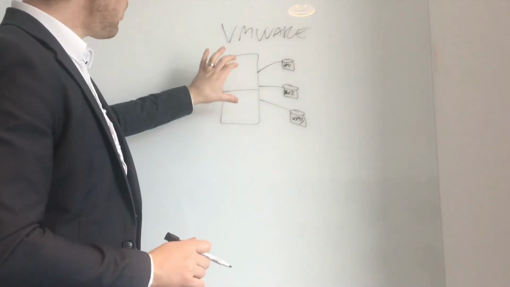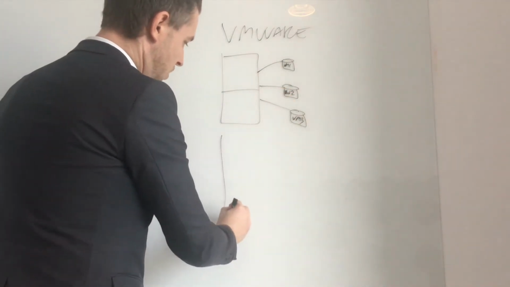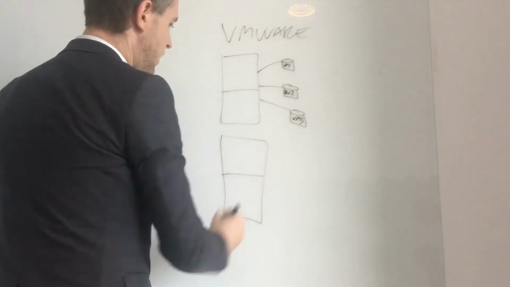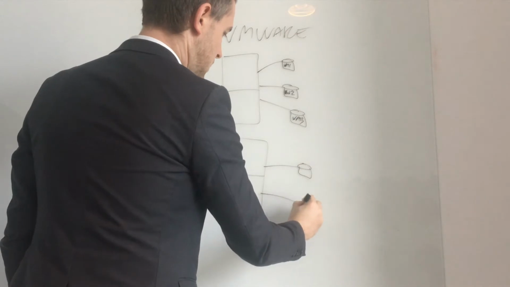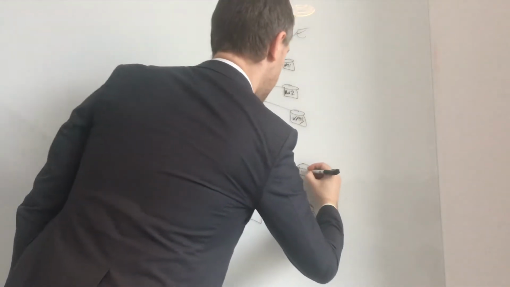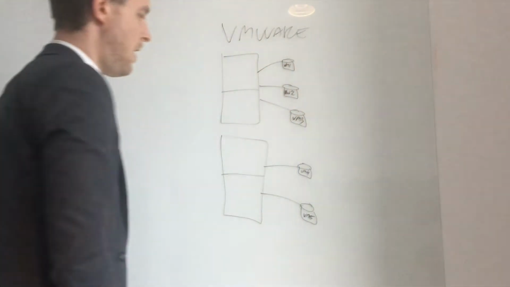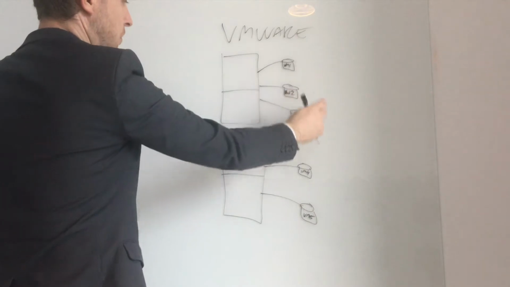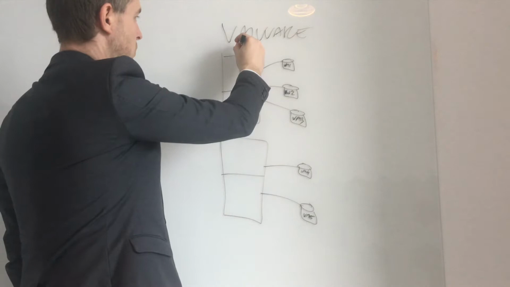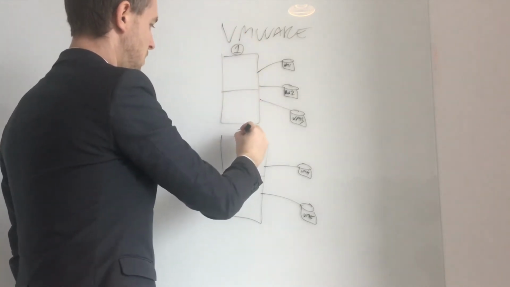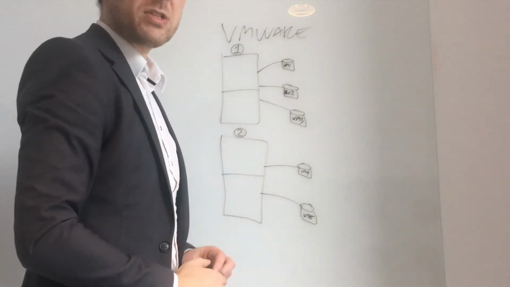So here I've got my environment. I've got a physical host running a few different VMs. I'm going to draw up a second host here, likewise with a couple of VMs. This is VM4 and VM5. So I've got VM1, 2, 3, Windows servers, say, running on this host. This is host number 1, and this is host number 2, with these two VMs running on host number 2.